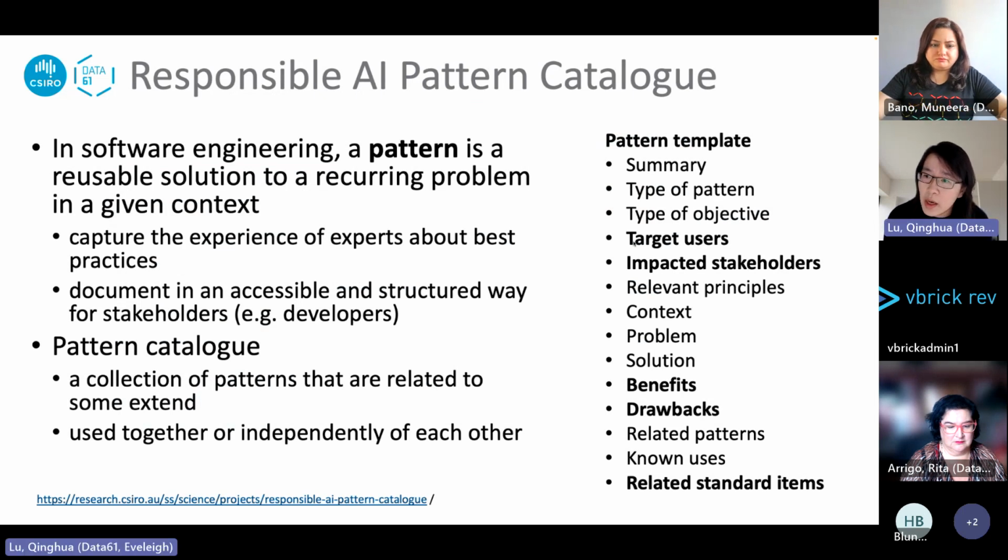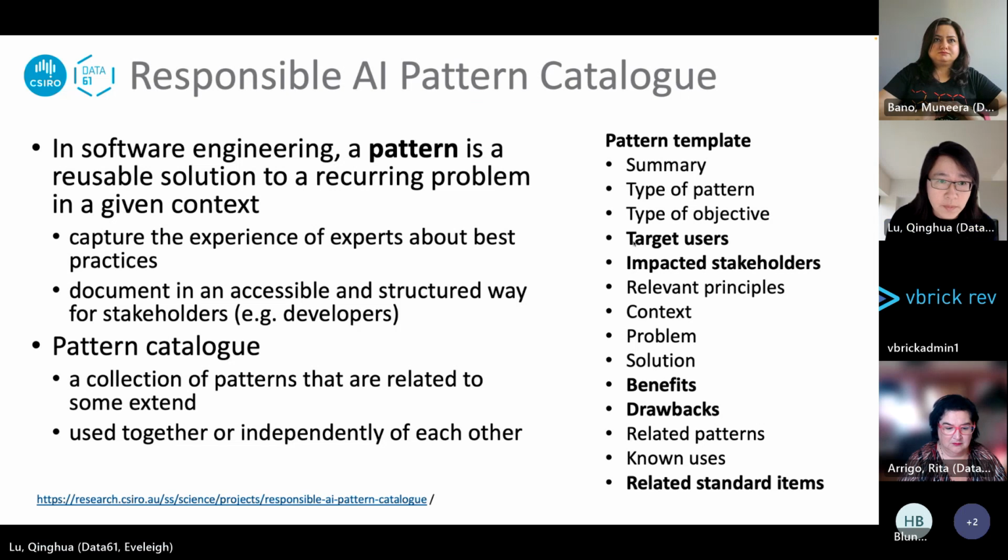Here on the right side, we have defined a template to describe the pattern details. In addition to the traditional software engineering pattern template, we also added target users of the pattern, impacted stakeholders, benefits and drawbacks of the pattern. And we are adding a new field called related standard items. By adopting our patterns, practitioners can make sure their AI products are compliant with the related standard.